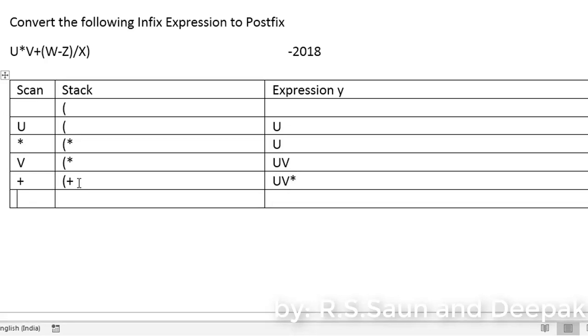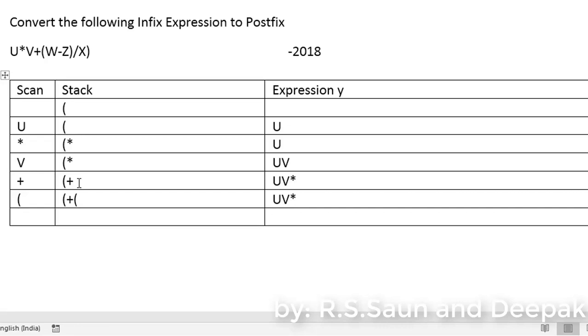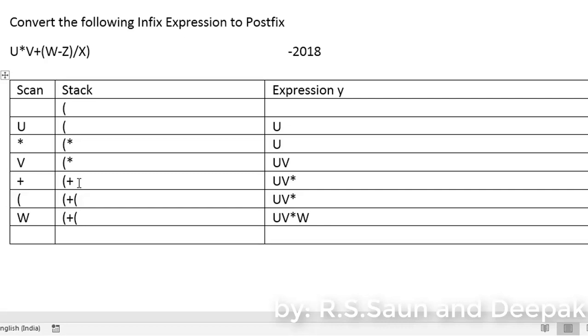Now the next is the parenthesis. For the parenthesis, you have to straight away push this left parenthesis to the stack and your expression remains unchanged. Then we have a w. This is an operand, so my expression is changed to uv multiply w, and then we have a minus here. So minus is here, we have plus, and we have a left parenthesis.